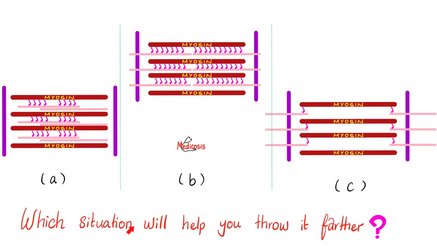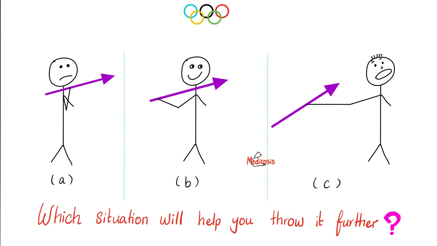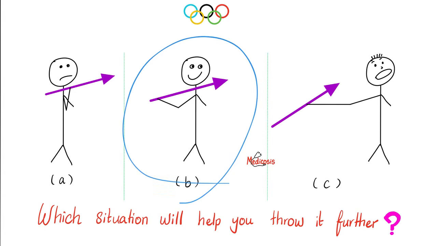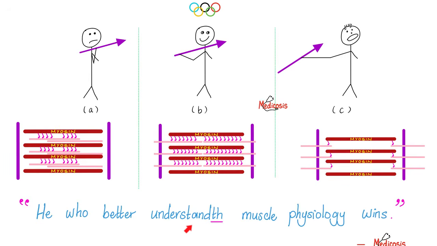Quiz time. Which situation among the three will help you throw your arrow farther? Please pause. And the answer is B again. Why? Look at A. There is overlap between the myosin and actin. They are just on top of each other. That's not good. Stretch me more, please. Oh, look at this. That's optimum, so that we have the greatest number of cross bridges between actin and myosin. But if you stretch me too far, look at that. Myosin can barely grab the actin. Same idea again. Which situation is the most optimum? The answer is B is the most optimal, of course. He who better understandeth muscle physiology wins in the Olympics.